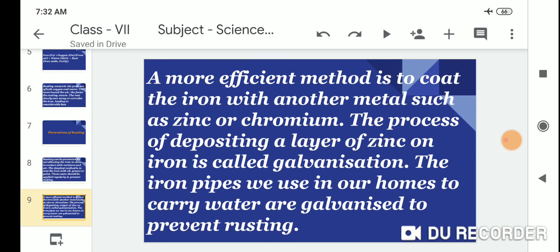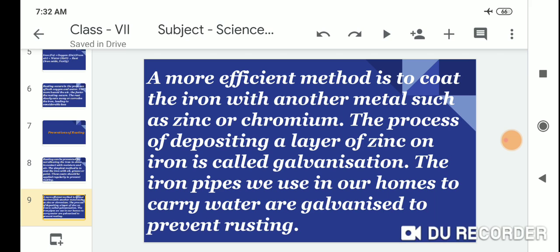A more efficient method is to coat the iron with another metal such as zinc or chromium. The process of depositing a layer of zinc on iron is called galvanization.